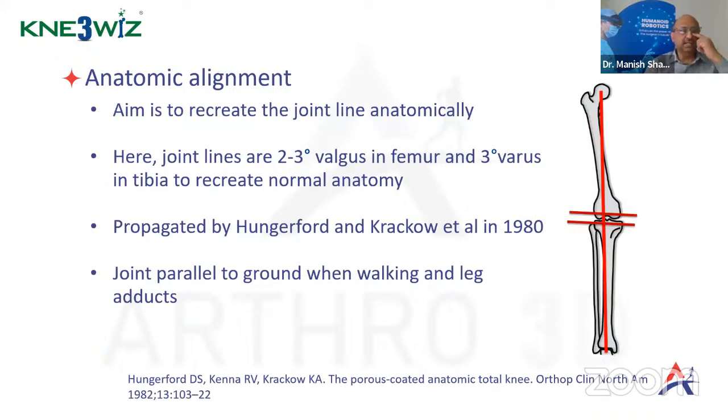But then we know that in life, the joint line is at an incline, so that when we walk in the gait phase, the joint line becomes perpendicular or horizontal to the ground. Thus, anatomic alignment was propagated by Hungerford and Krackow, saying that we need to make the joint parallel to the ground when walking and when the leg adducts in the gait phase.